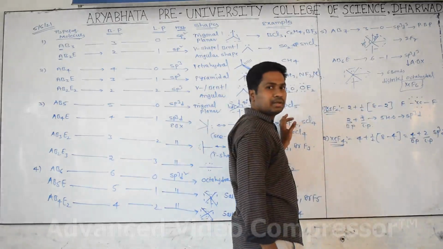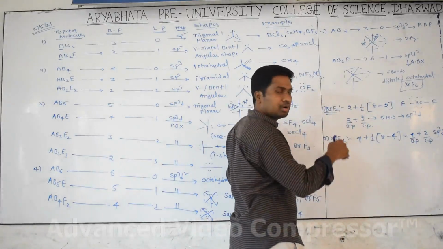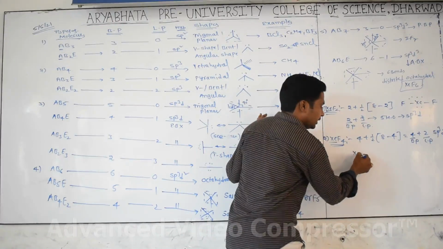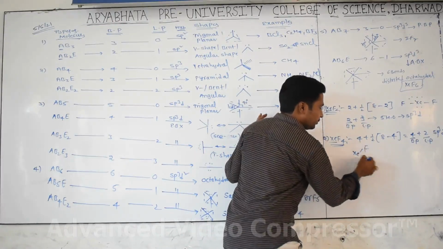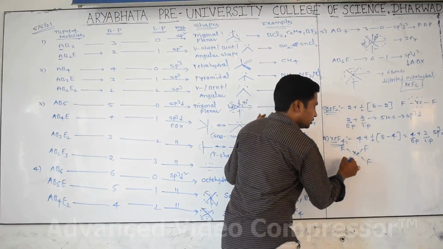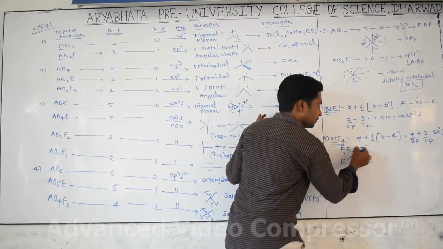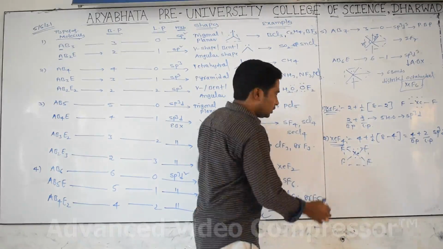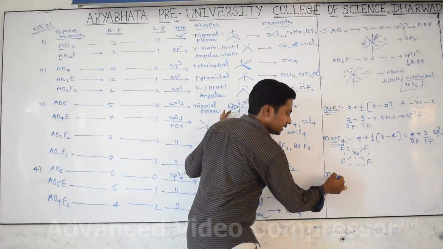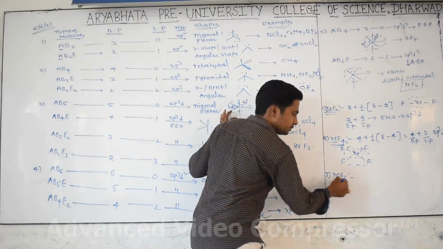sp3d2 means actually octahedral geometry, but if we cut 2 bonds, then we are getting a square shape. In XeF4, like this we are getting 4 bonds. Okay? After that we have a lone pair above and below. The third one, we have to take XeF6.